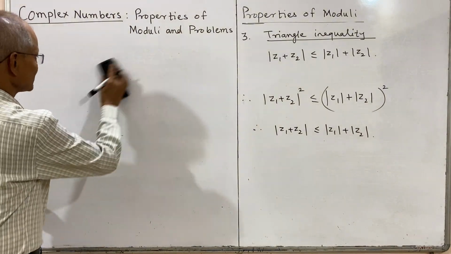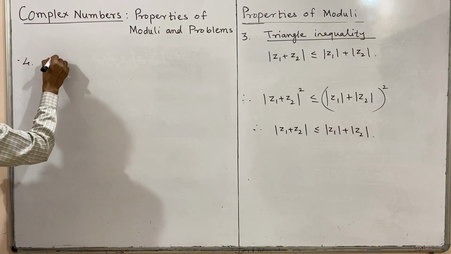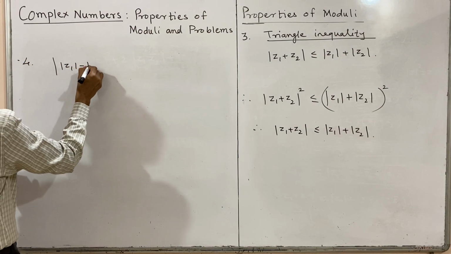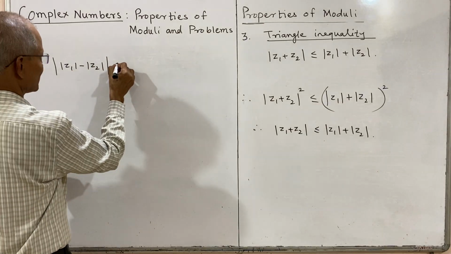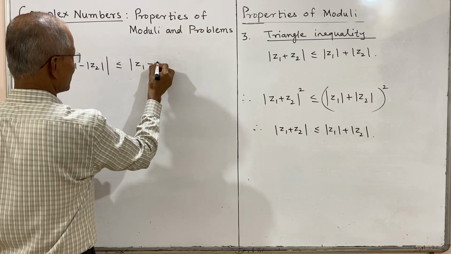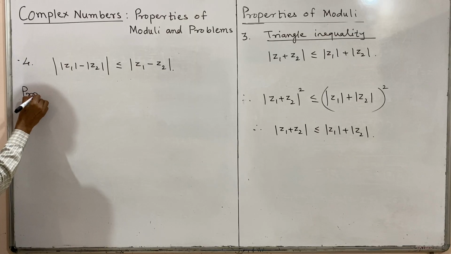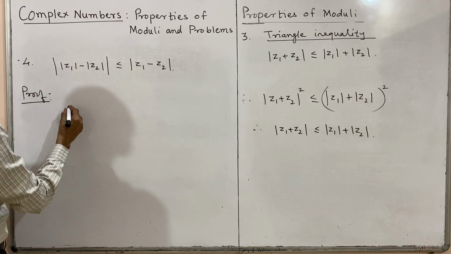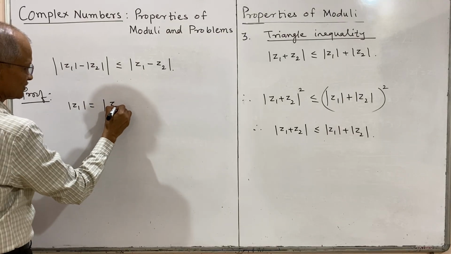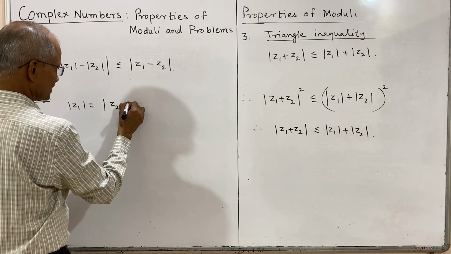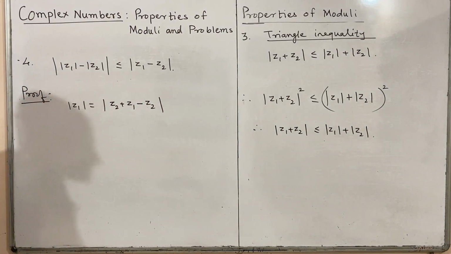Now one more result we shall see: the absolute value of mod z1 minus mod z2 is less than or equal to the absolute value of z1 minus z2. This is easy to prove. We can write mod z1 as mod of z2 minus z2 plus z1 minus z2. So we have added and subtracted z2.